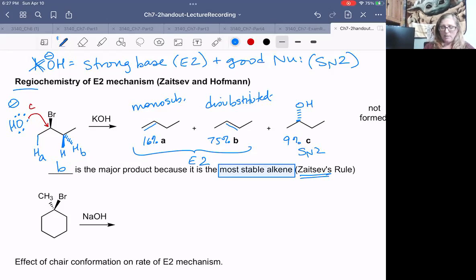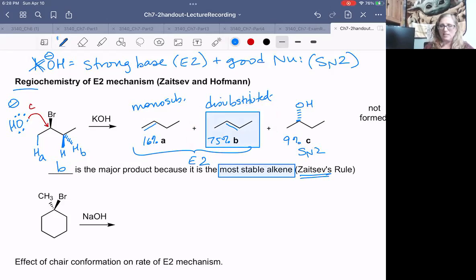Okay, so we'll talk about this next, about the E2 versus the SN2. But you could see right here that the E2 wins, and we'll talk about why that's the case later on. But right now, what I want to focus on is just looking at the elimination products. We would see that actually this is going to be our major product of this reaction. That is a Zaitsev product because it is the most stable alkene, the di-substituted alkene.